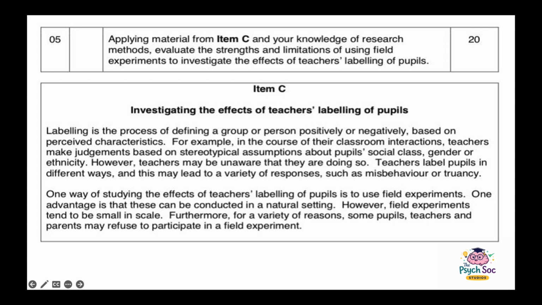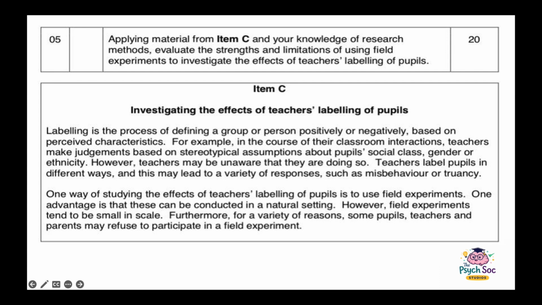Hey, I'm back with another AQA A Level Sociology exam question. This is a Methods and Context 20 marker with the question: apply material from item C and your knowledge of research methods. Evaluate the strengths and limitations of using field experiments to investigate the effects of teacher labelling of pupils.